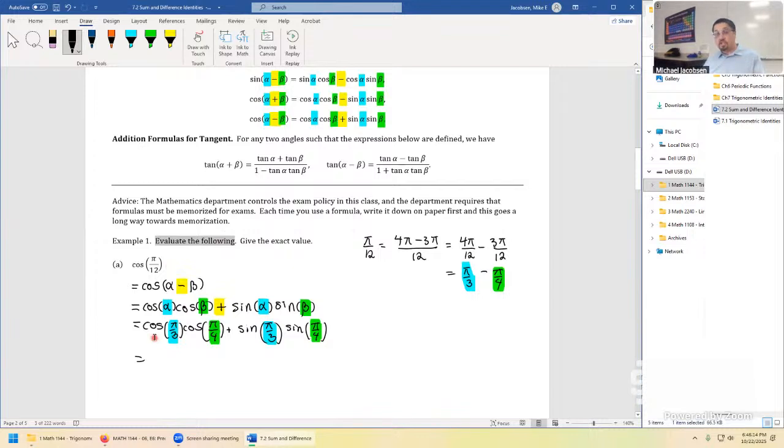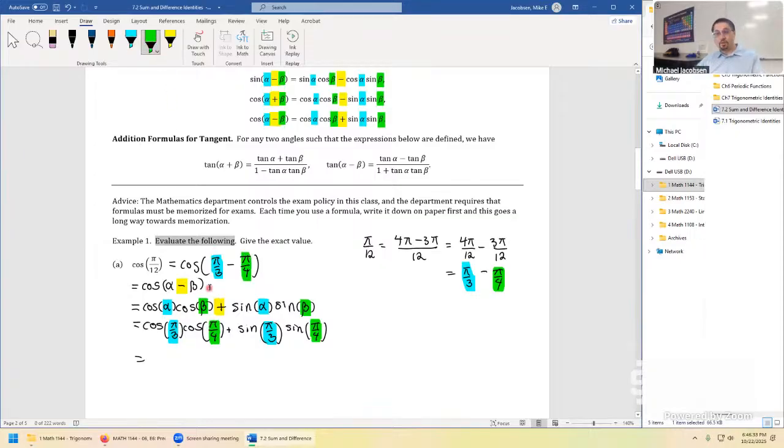At this stage, we just used the addition formula. We broke down pi over 12. I should write down that intermediate step as cosine 4 pi over 12, or pi over 3, minus pi over 4. I should really be there just to connect the idea.